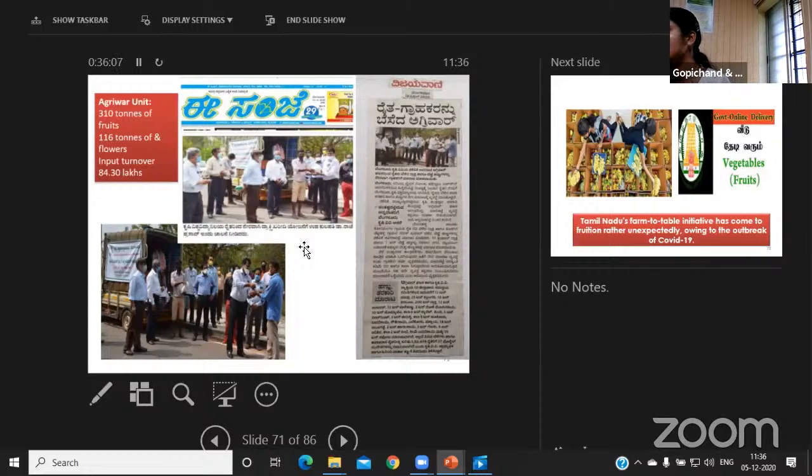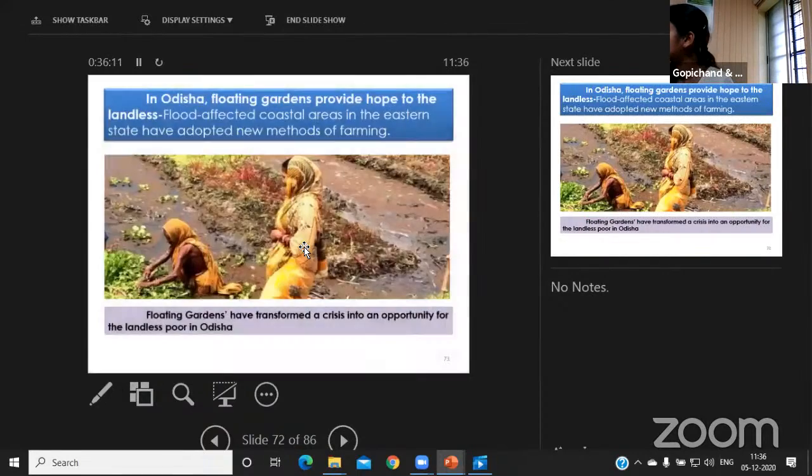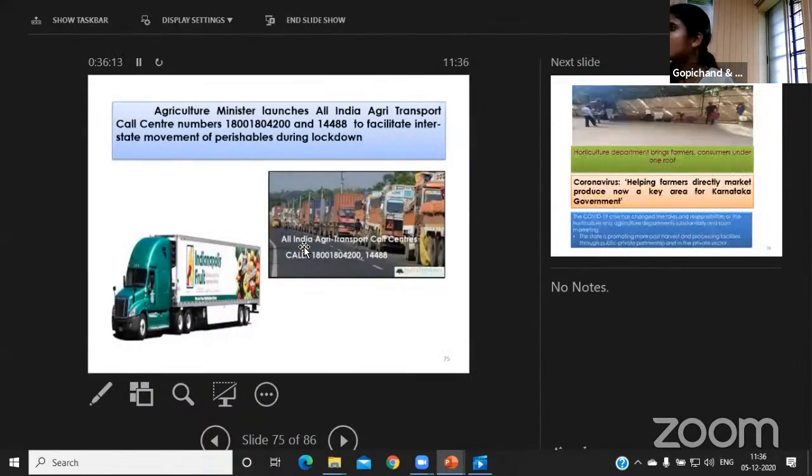Another thing we were telling about is some call centers. What is the role of the call center, and is it operational in some states or all? In the whole of India they facilitated this movement of perishables during lockdown. If they needed horticulture and processed products, they moved the products from one state to other states during the COVID period.